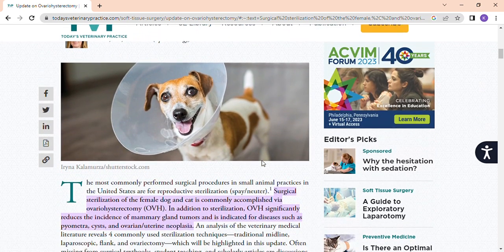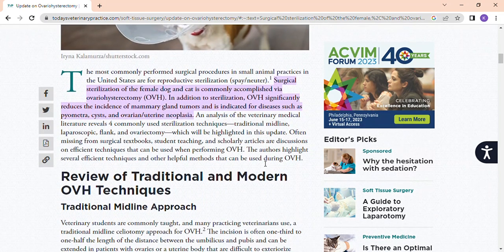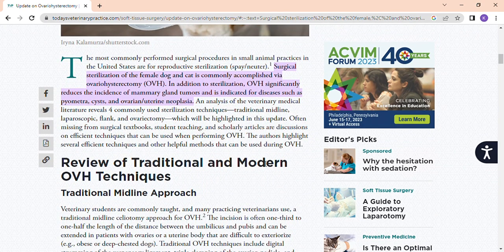The most commonly performed surgical procedure in small animal practice in the United States is reproductive sterilization. It is also called spay and neuter. It is not only in the United States but all over the world. The surgical sterilization of female dogs and cats is commonly accomplished via ovariohysterectomy. In addition to sterilization, OVH has significantly reduced the incidence of mammary gland tumors and is indicated for diseases such as pyometra, cysts, and ovarian and uterine neoplasia.